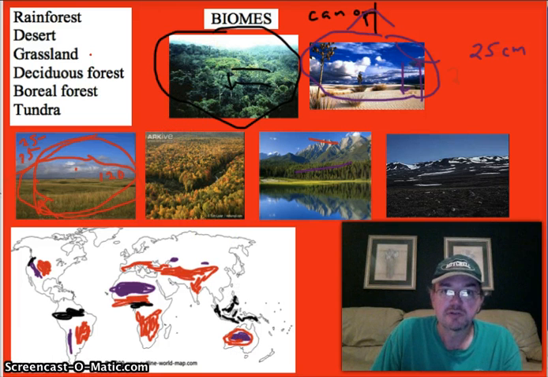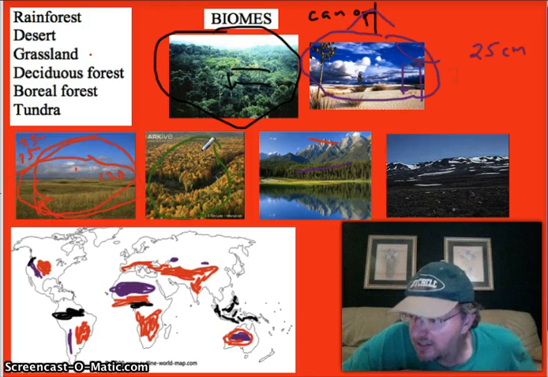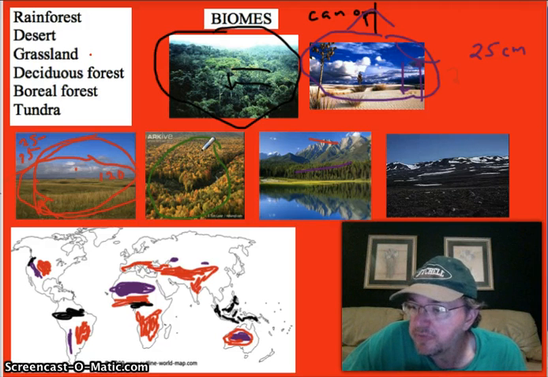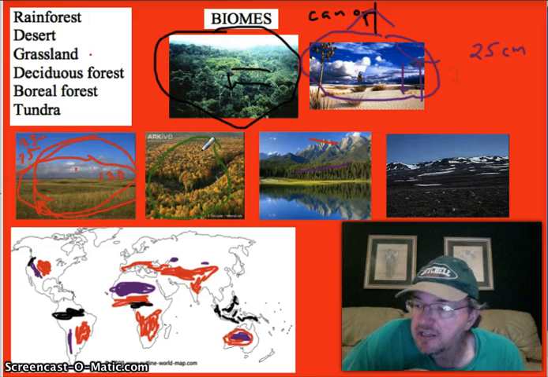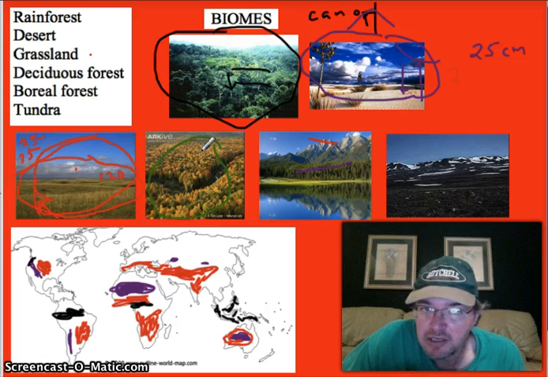Now let's go to a different color. This will be the deciduous forest. The deciduous forests have deciduous leaves that shed and grow new ones every year. Usually you get at least 50 centimeters of rain per year here. Most animals that live here hibernate during the winter.